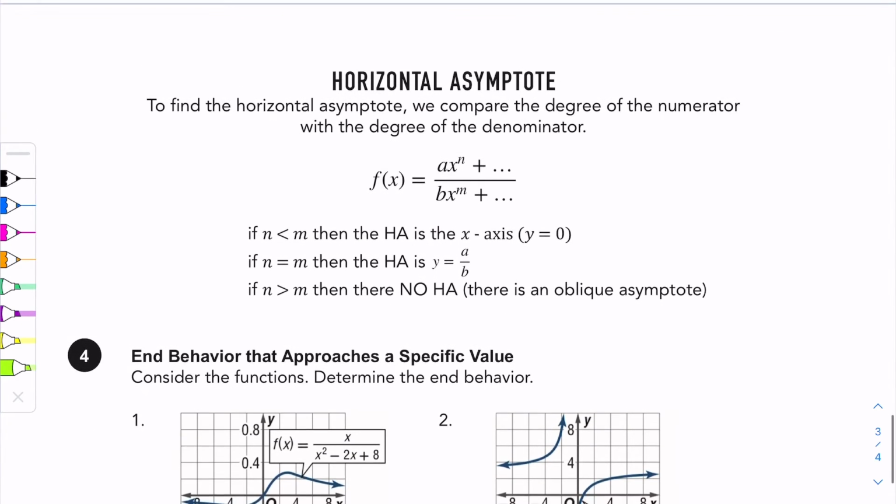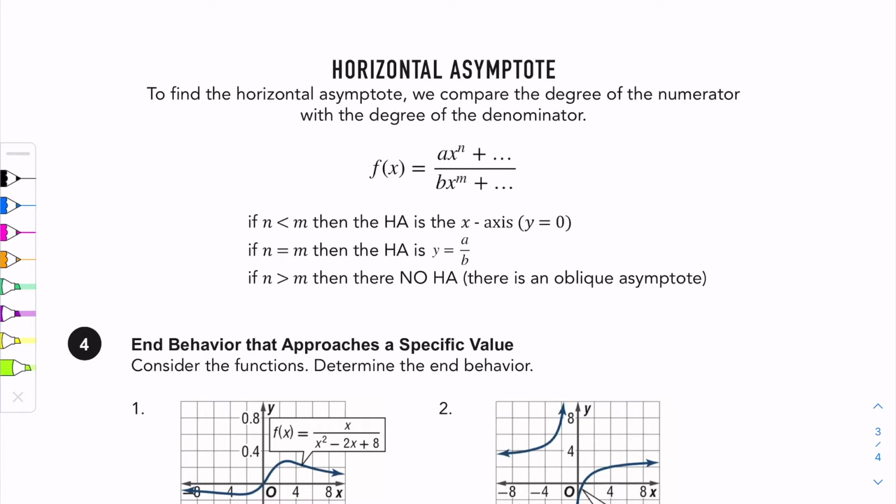Okay, we do have to quickly go over horizontal asymptotes for this to be effective. Horizontal asymptotes are very simple. You just need to understand what we're looking at. It is a topic from Algebra 2. You might remember it. But a horizontal asymptote is found when you compare the degree of the numerator with the degree of the denominator. There's 3 choices, or I should say 3 cases.